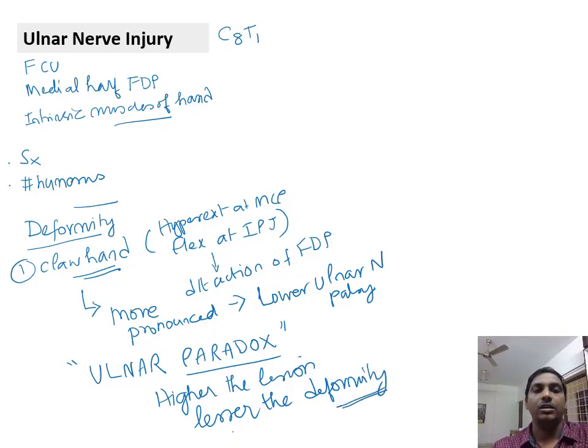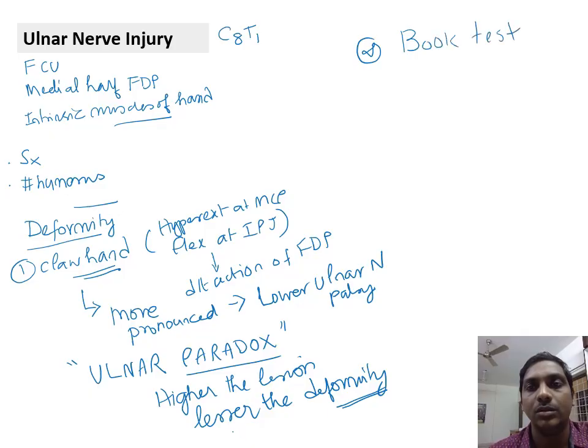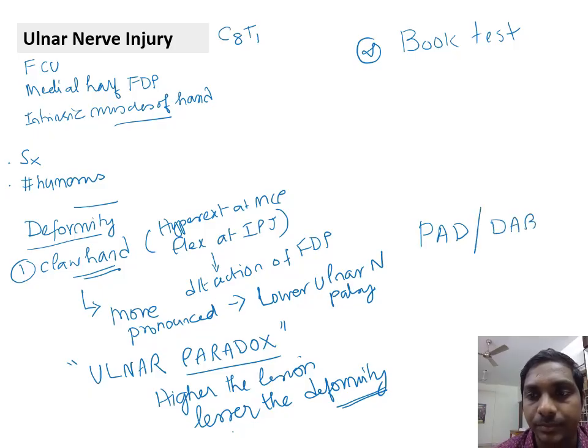The next test to detect ulnar nerve injury is the book test. You place a book or a paper between the fingers and try to pull it off. This tests the interossei. Palmar interossei cause adduction, that is PAD. Dorsal interossei cause abduction, that is DAB.